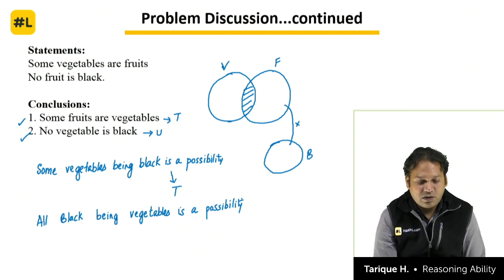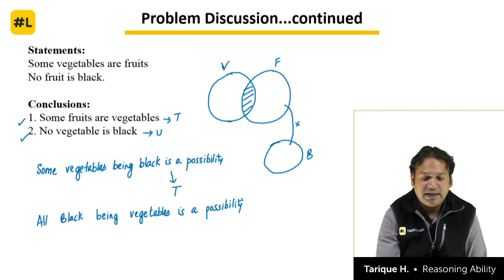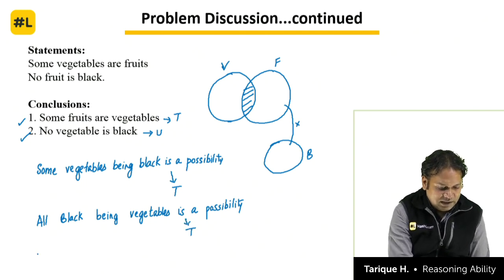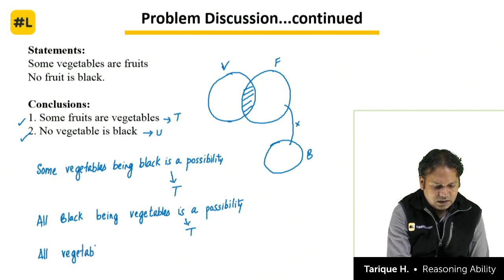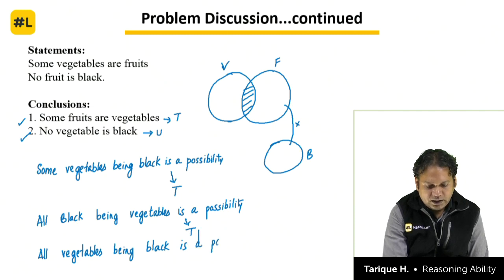Black has no such restriction with respect to vegetable. The only thing that is clear is that the fruit circle will never overlap with the black circle. We have no such clarity regarding the vegetable circle and black circle. So this possibility would also be true. But if we had a statement which says "all vegetables being black is a possibility", then this would be wrong. This would definitely be wrong.